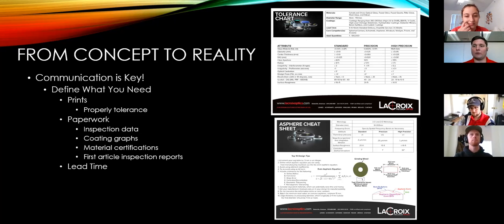And do you want coating graphs to see what the actual coating performance is? You want material certification, we also call that melt data, so you can see what the actual index and dispersion values are on the melt of glass that you have. And then these things called first article inspection reports. Basically, that is just going line by line through your print, and we document every single thing that's on your print. And also a good thing to specify is what lead time you're looking for.